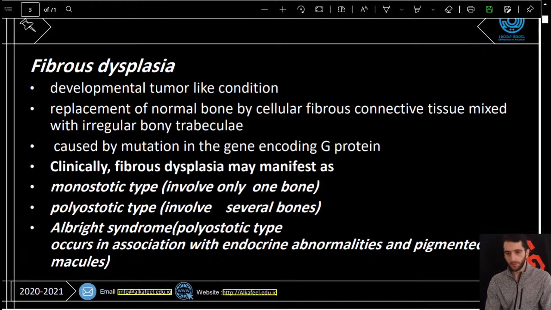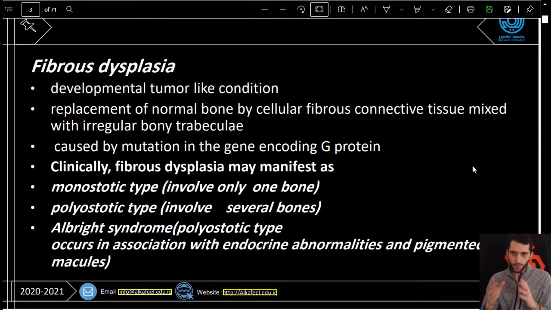Starting with fibrous dysplasia. Hopefully it is a very important lecture. It will be interesting. Please read with us silently.